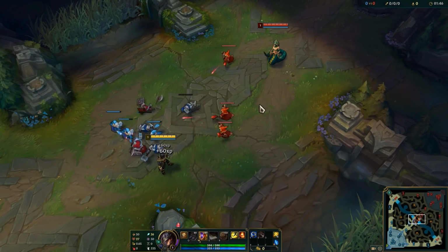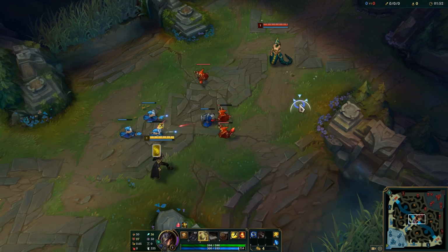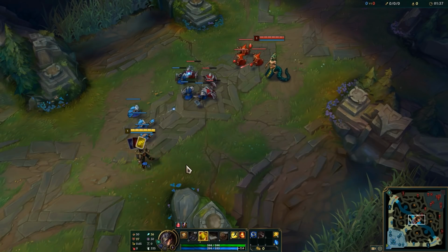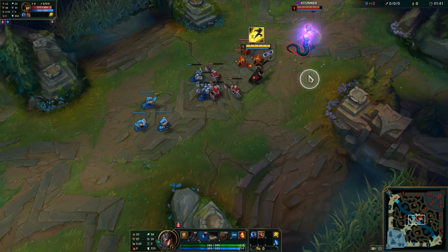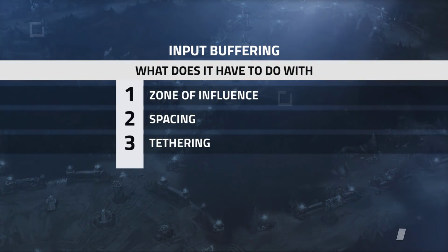This can be done on a variety of champions. For example, if you're playing Twisted Fate and pull a gold card, most players would flash and then click on the opponent. That's wrong, and instead you should input buffer it. First click on the opponent and then flash, and Twisted Fate will instantly release it. Alright, so what does input buffering have to do with zone of influence, spacing, and tethering?